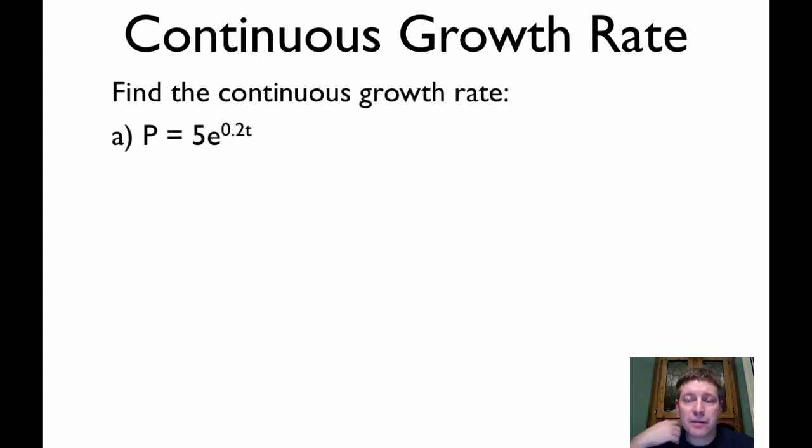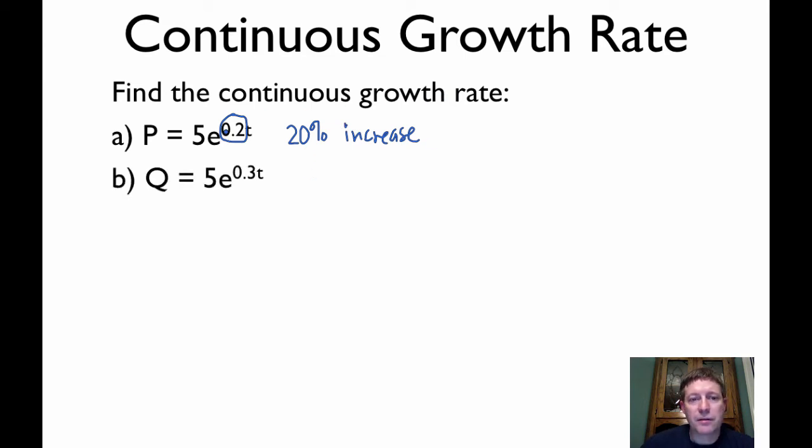All right, so let's just start with some easier examples. If this was a problem given to you and your job was to find the continuous growth rate, I hope you would know to look no further than right here. The exponent of e is the continuous growth rate, and since that's a decimal, we would say this is a 20% increase. So whatever this thing is, it's growing at a continuous growth rate of 20%.